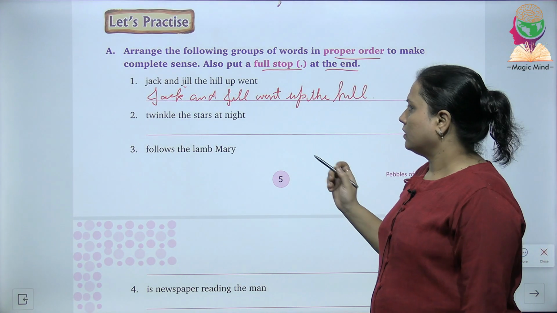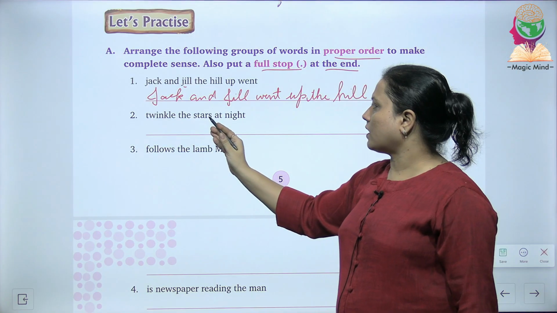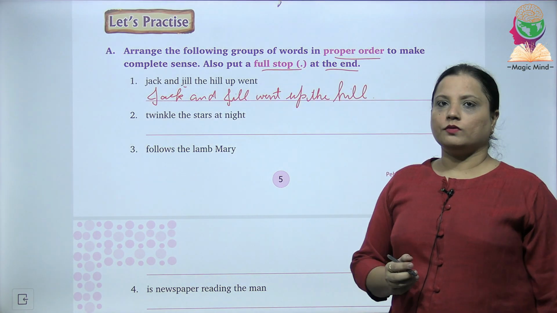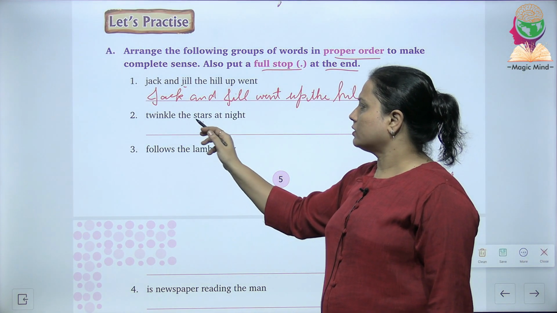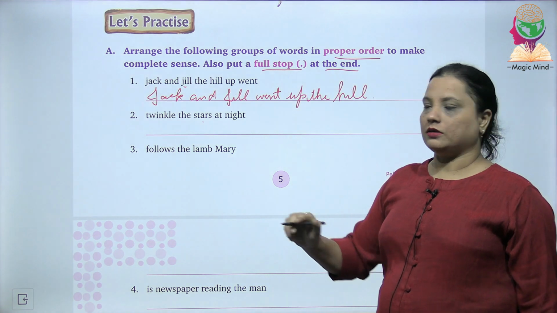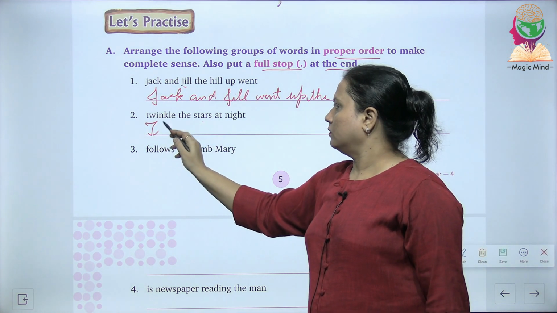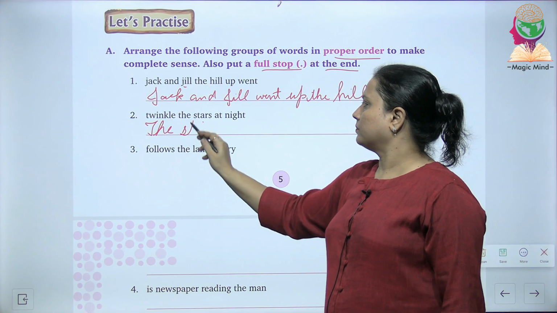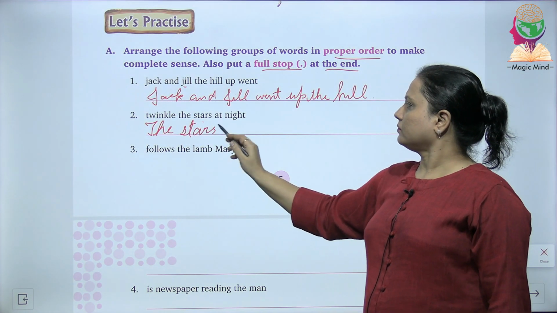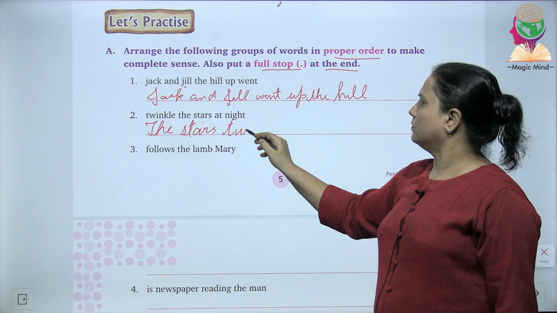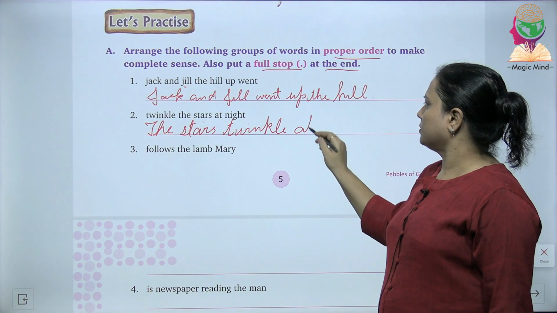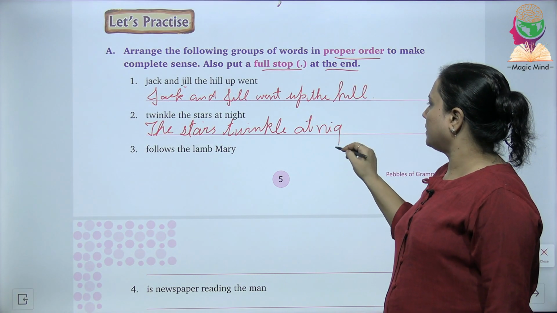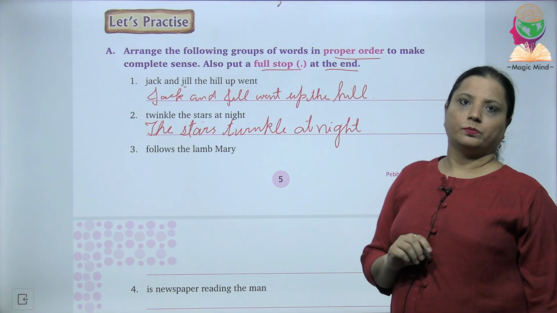Then the next is, twinkle the stars at night. What will be the correct sentence? The correct sentence will be, the stars twinkle at night, and then a full stop.